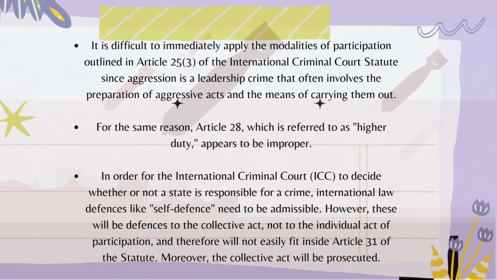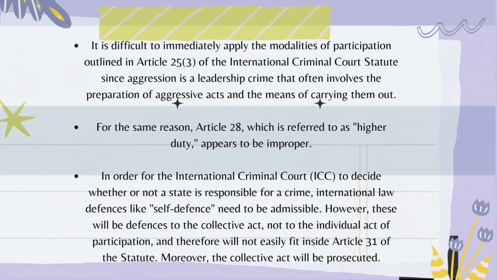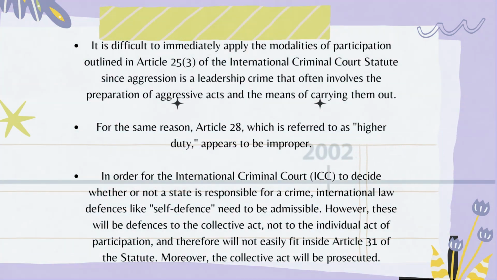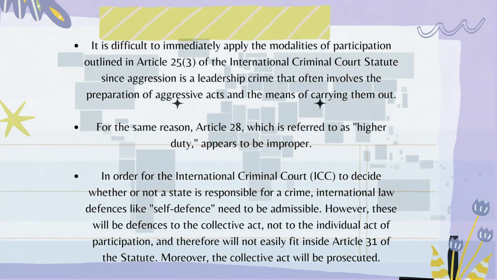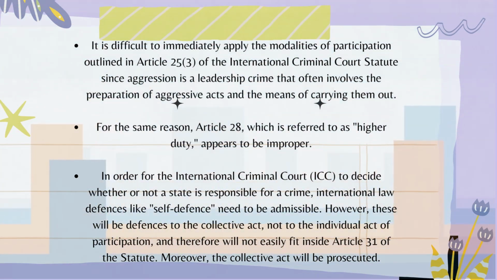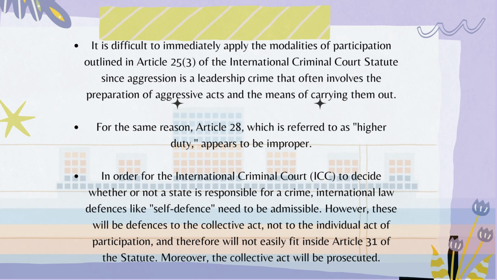In order for the ICC to decide whether or not a state is responsible for a crime, international law defenses like self-defense need to be admissible. However, this will be a defense to the collective act, not to the individual act of participation, and therefore will not easily fit inside Article 31 of the Statute. Moreover, the collective act will be prosecuted.